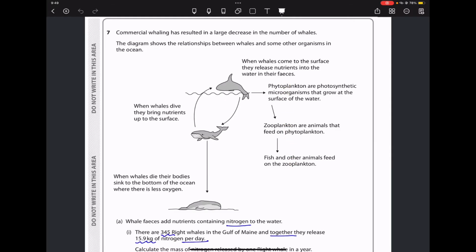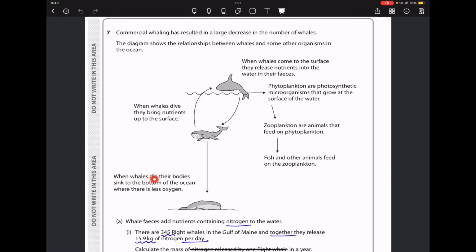It means if these phytoplanktons are photosynthetic and the whale releases nutrients into the water, the feces of the whale are going to provide nutrients for the phytoplanktons, which are photosynthetic, to grow so that more zooplanktons have food. And once these are increasing in size, there is more food for the fish as well as other animals.